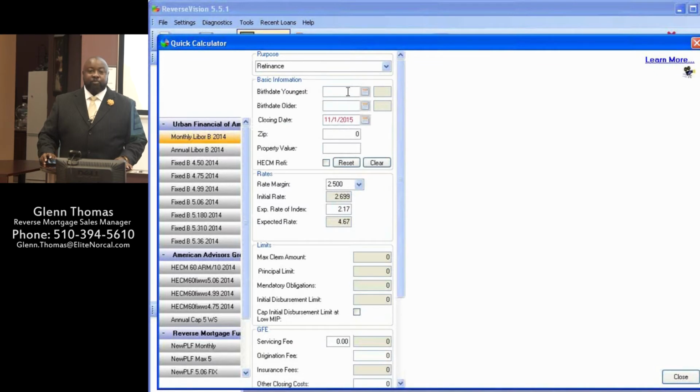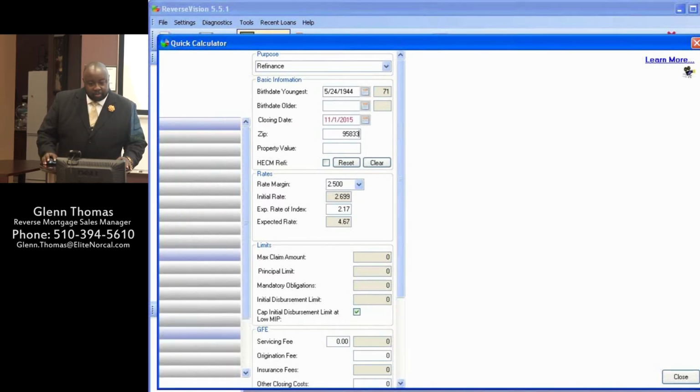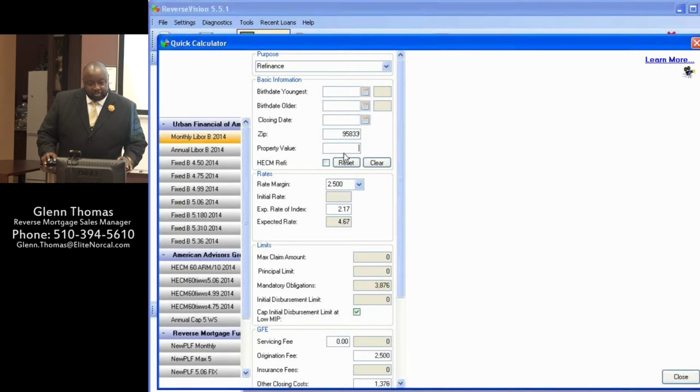All right, anybody got a birthday for me? What year? How old are you? You gotta be 62 and over. So let's say 1944. And there's a glitch in here, so I'm probably going to do this over again. I know this zip code right there. Let's say the property value is $525,500.